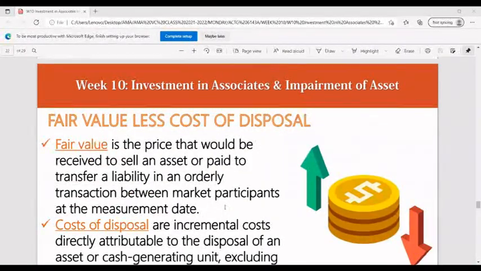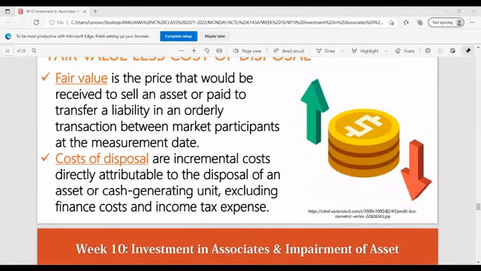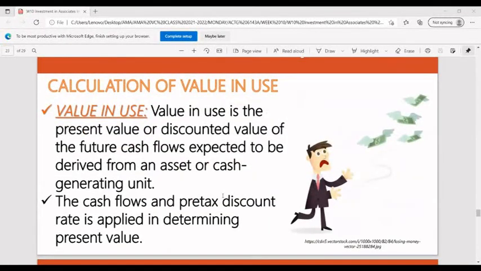Fair value less cost of disposal is the price that would be received to sell an asset or paid to transfer a liability in an orderly transaction between market participants at the measurement date, and costs of disposal are incremental costs directly attributable to the disposal of an asset or cash generating unit, excluding finance costs and income tax expenses. Value in use is the present value or discounted value of the future cash flow expected to be derived from the asset or cash generating unit. The cash flow and a pre-tax discount rate are applied in determining present value.